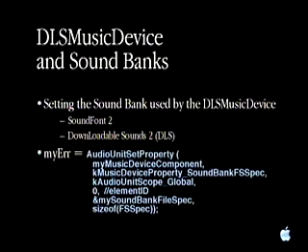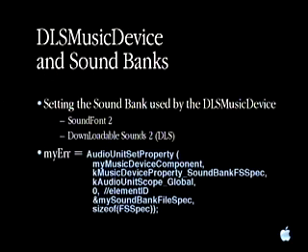Here's the second example of a property, and that's the kMusicDeviceProperty_SoundBankFSSpec. This is a way of telling the software synthesizer which sample bank it should use. So you identify the sample bank with an FSSpec pointer, and you pass that information in by calling AudioUnitSetProperty.